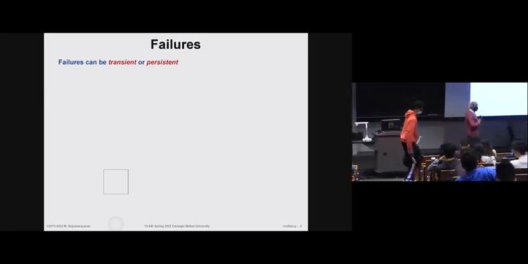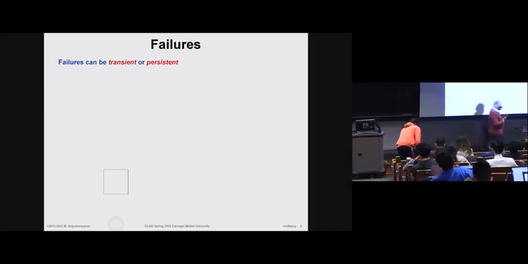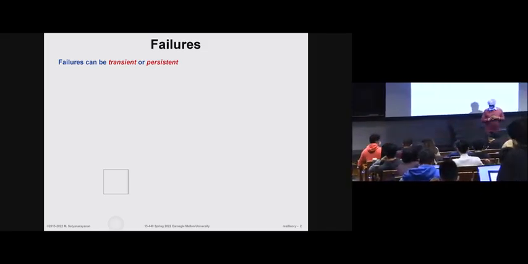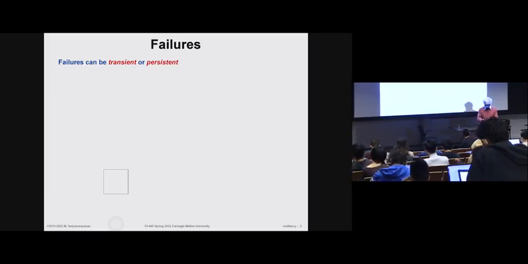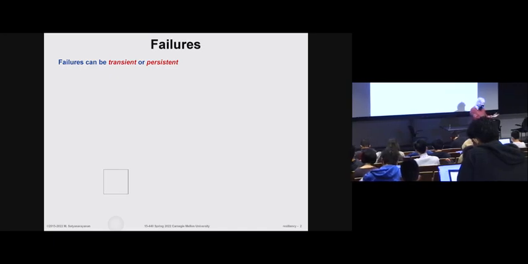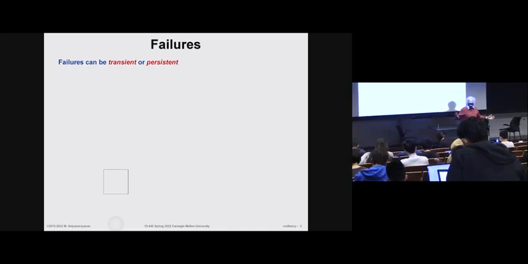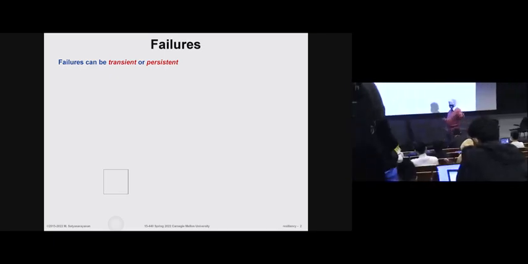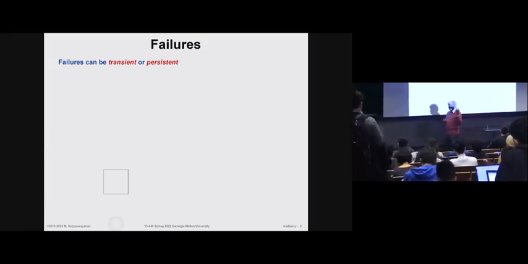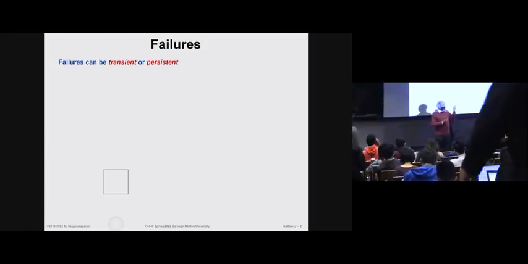It turns out that there are two very different kinds of failures. One class of failures are transient failures. You look now, and the failure is there. You look again, and the failure is gone. You have seen one example of this in the first half of the course. What's that example? Any volunteers?